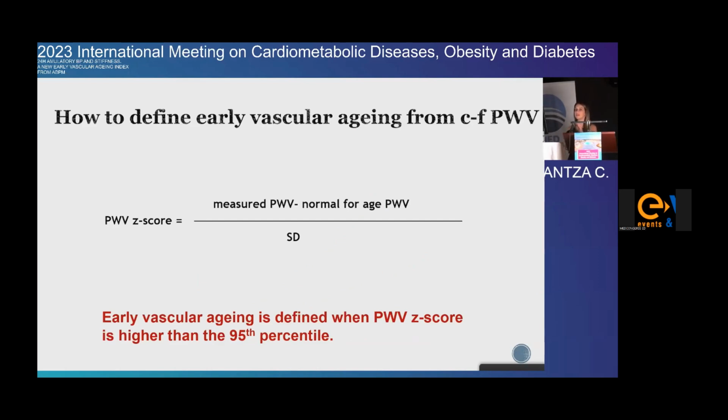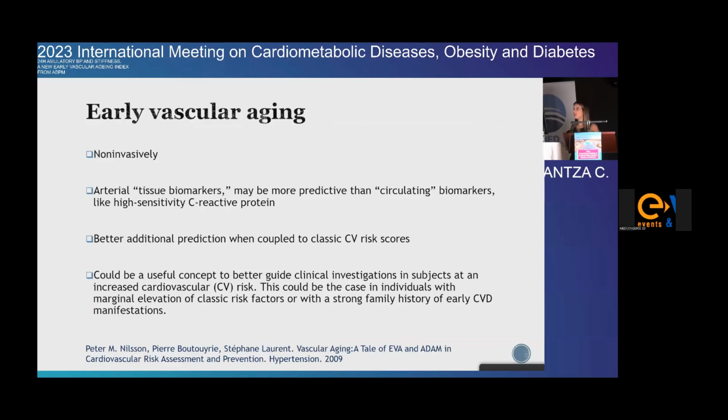As you can see here is the Z-score of pulse wave velocity, which is the measured pulse wave velocity minus the normal for age pulse wave velocity, divided by the standard deviation. And when we have the Z-score higher than the 95th percentile, then we say that our patient has early vascular aging. And why is it so important to look for early vascular aging in our patients?